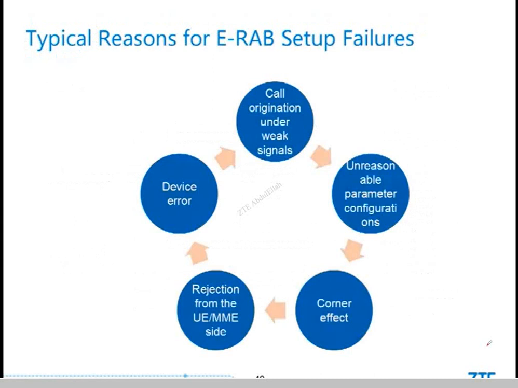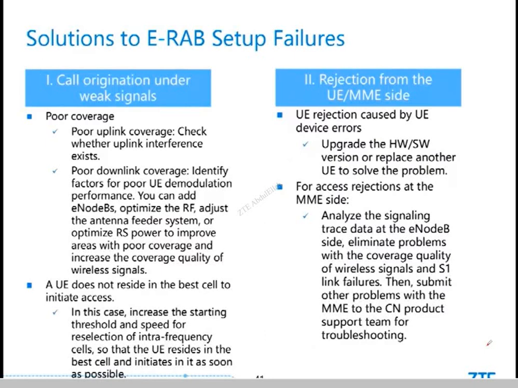And the last part is E-RAB setup failure. This one is so important for our access optimization. There are 5 main reasons for these failures. The first one is weak coverage. The second one is the parameter configurations. And the third one is core effect. The core effect actually is related to the coverage, weak coverage. And the next one is rejection from the UE and MME. The last one, device error. So we can have a look one by one.